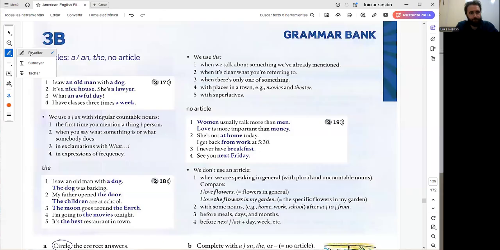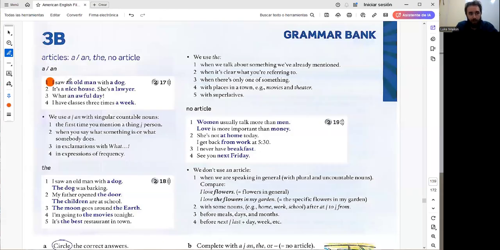Adults 4, Unit 3B, articles. Articles are a or an, the, and sometimes no article. This can be a little confusing because the rules are different in English and in Spanish. Let's take a look. Examples.